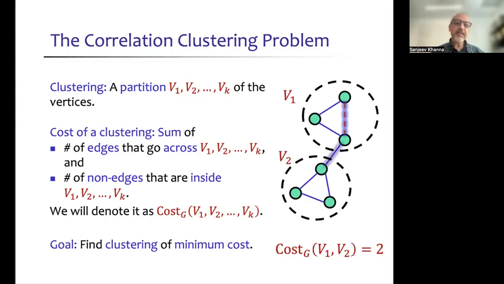So here is a sample clustering of the graph shown on the right. It partitions V into two clusters, V1 and V2. And the cost of this clustering is 2 because it has a similarity edge going from V1 to V2. So this edge has been cut by this clustering. And it also has a dissimilarity edge inside the cluster V1.